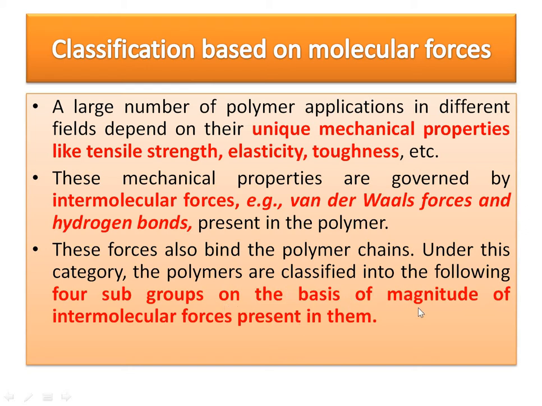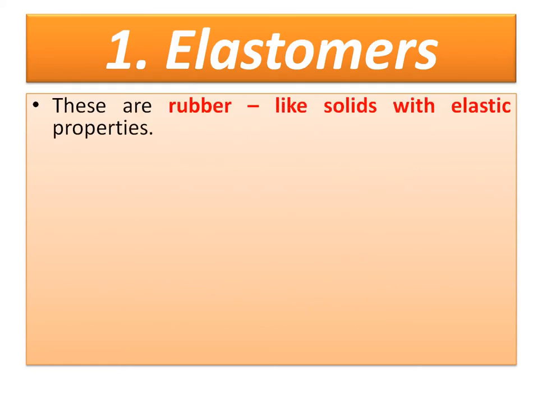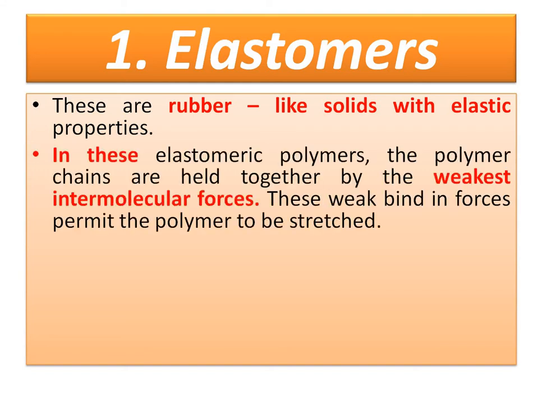Under this category the polymers are classified into the following four subgroups, on the basis of the magnitude of the intermolecular forces present in them. The first one is the elastomers. These are rubber-like solids with elastic properties. In these elastomeric polymers, the polymer chains are held together by the weakest intermolecular forces.